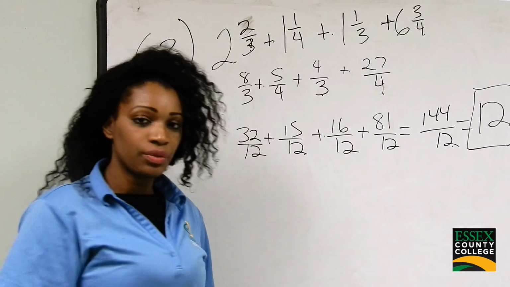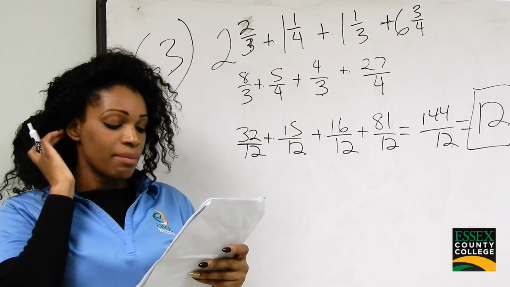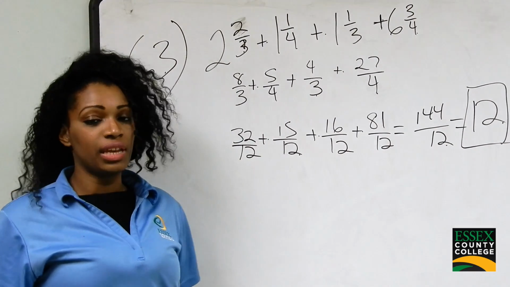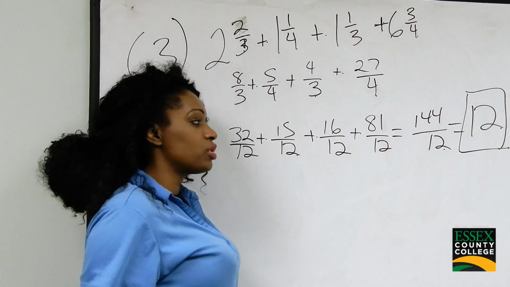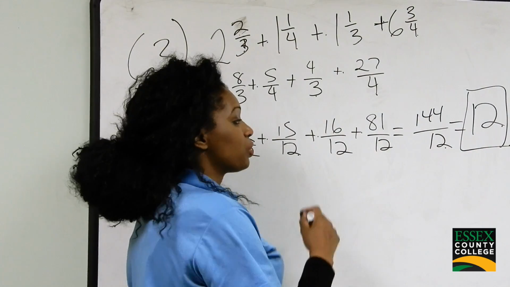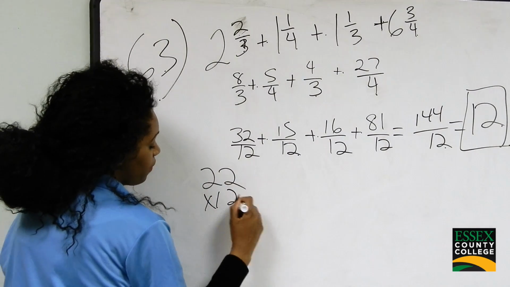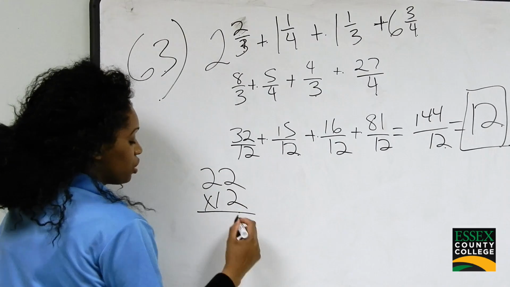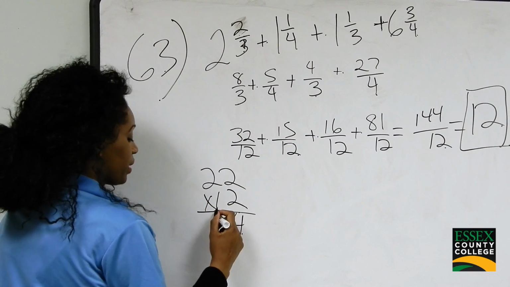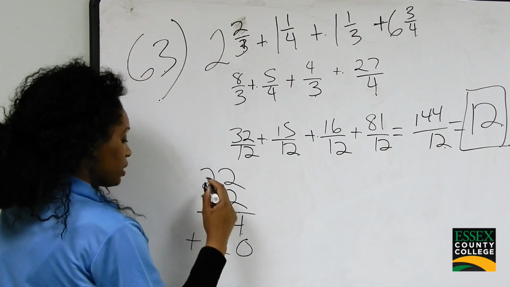That's our first question. Our second question is, at an overtime hourly wage of $22 per hour, how much overtime pay does Fred receive? So we know that he gets $22 per hour of overtime wage, so we're going to multiply 22 times 12. 2 times 2 is 4. 2 times 2 is 4 again. In the bottom, 1 times 2 is 2. 1 times 2 is 2.